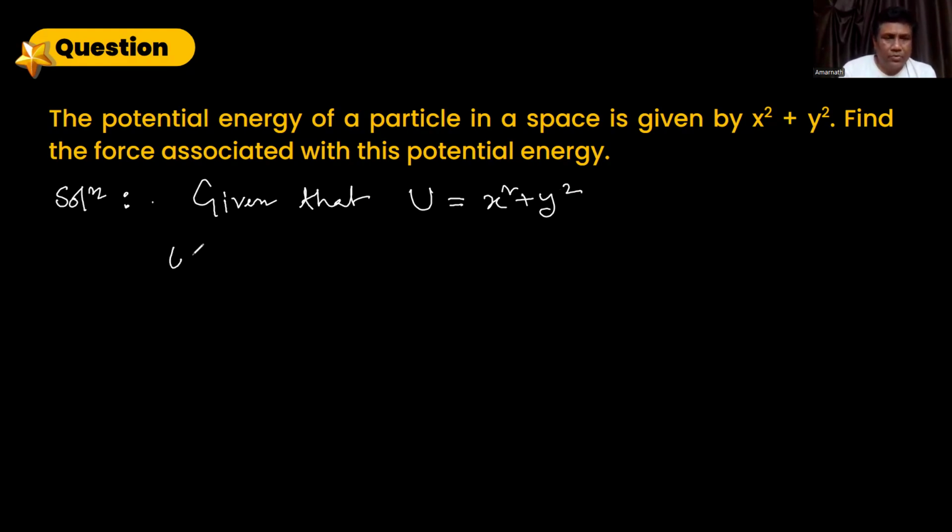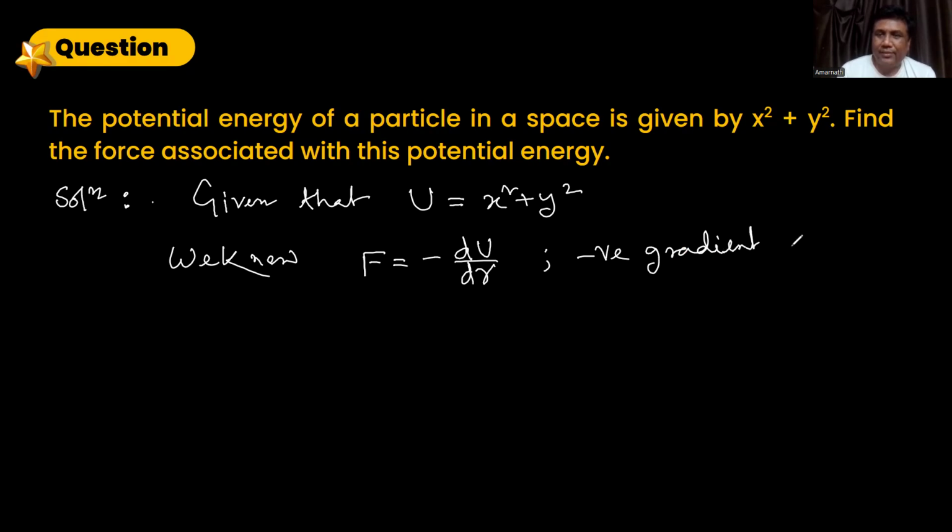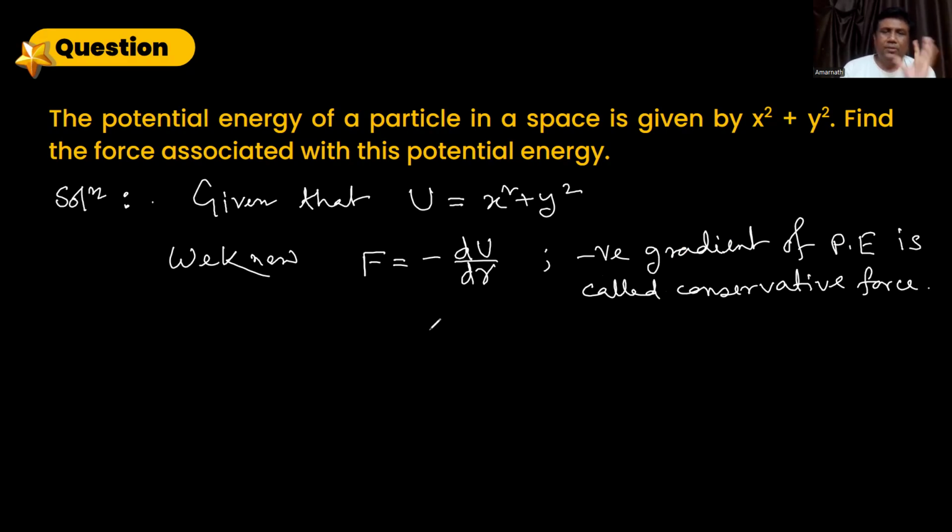So we know, I have already written this in the last class: F equals minus dU by dr. The negative gradient of potential energy is called the conservative force. You should learn it.